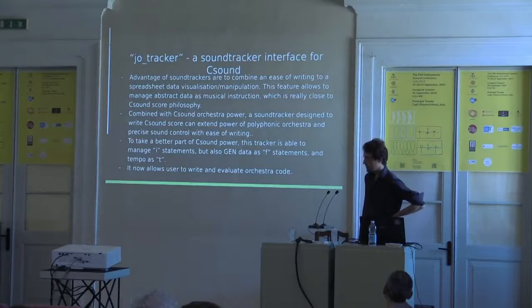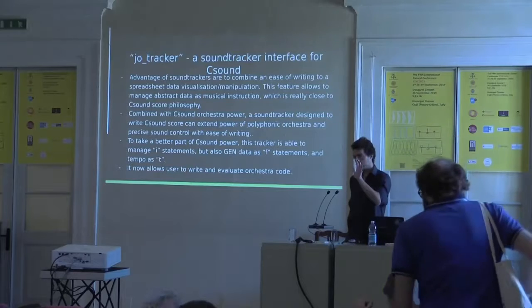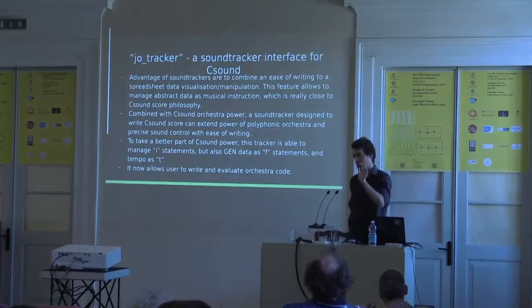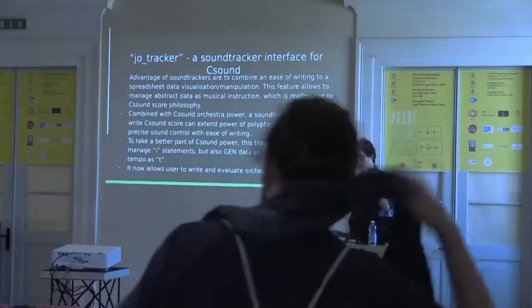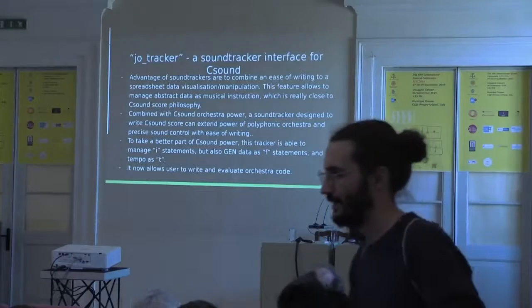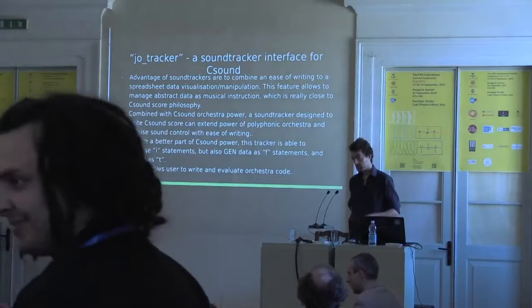When I first discovered C-Sound score and orchestra, I thought maybe it could be great that the tracks of a tracker could contain as many columns as C-Sound can have parameters for an instrument. So the number of columns needed to be extensible, and it's not in many tracker softwares.